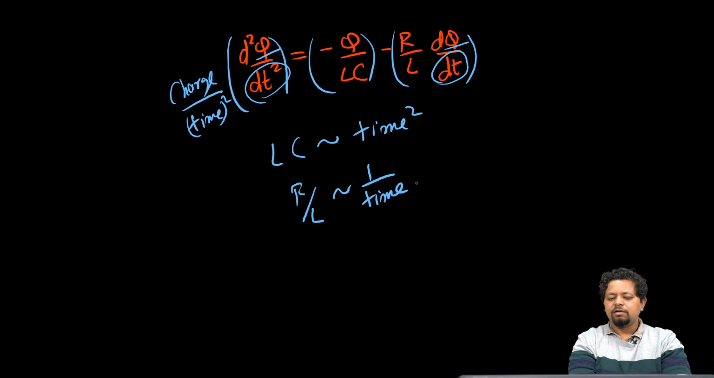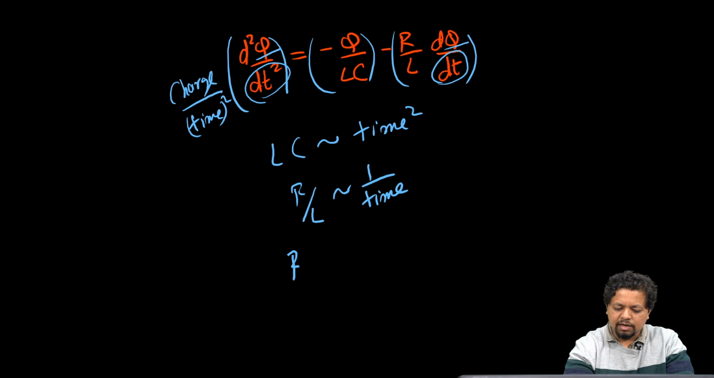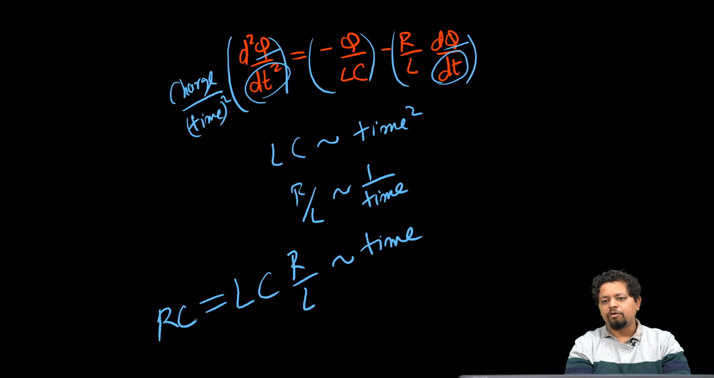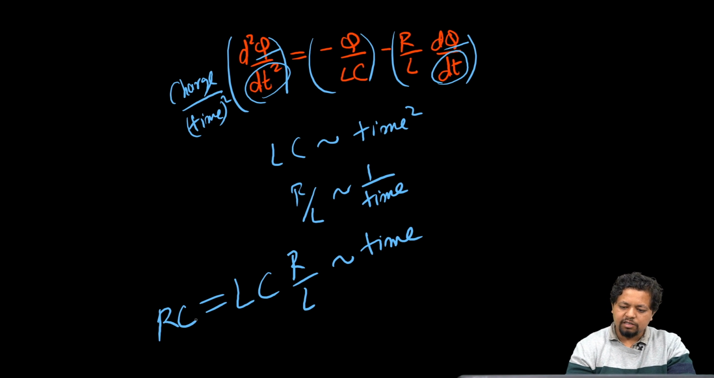That's the only way the time will make sense, because LC has dimensions of time square and R by L has dimensions of 1 over time. If I multiply LC and R by L together, I get dimensions of time, but this is simply RC. And it's not surprising, we know from RC circuits that RC is the time constant, and therefore we get three quantities in the problem that have dimensions of time, made up with the constants of the problem.